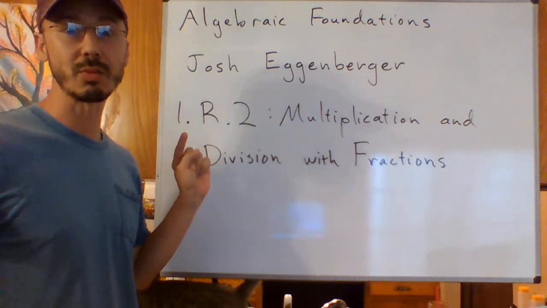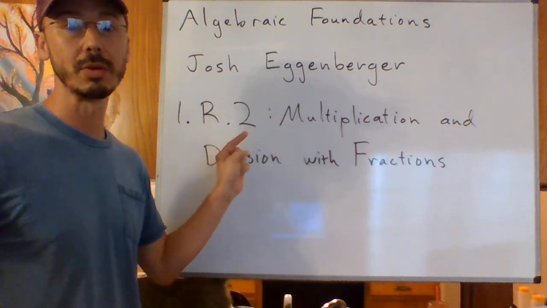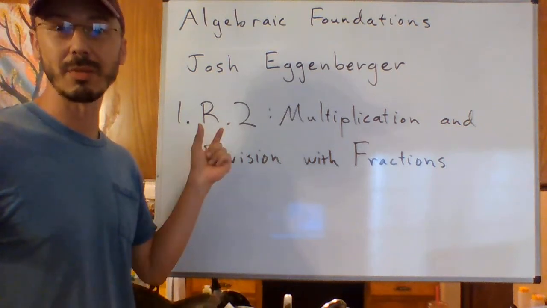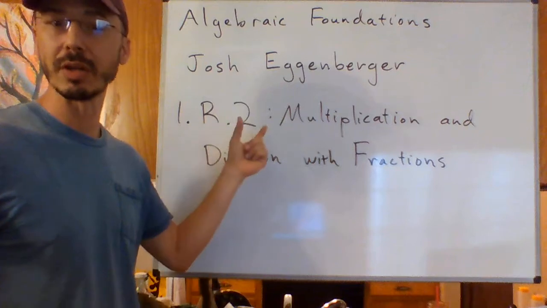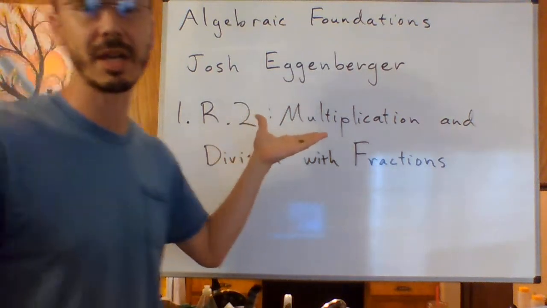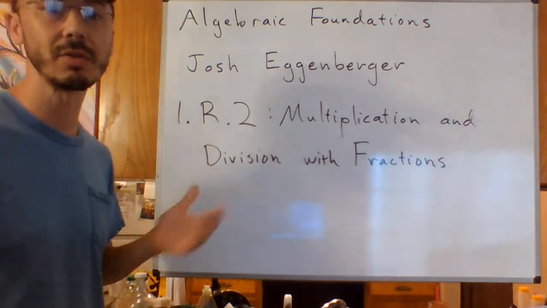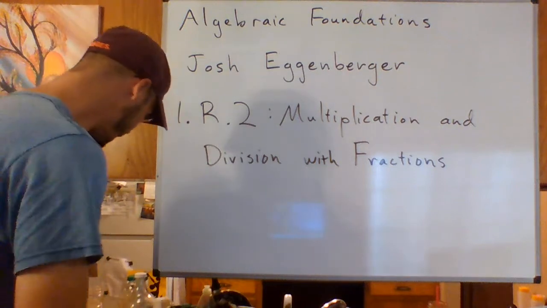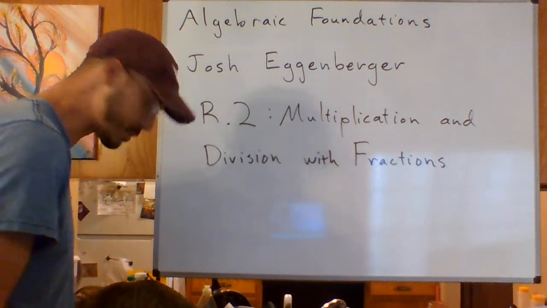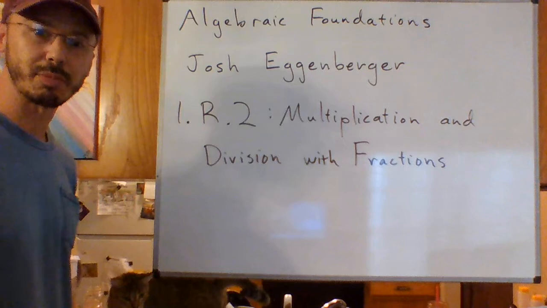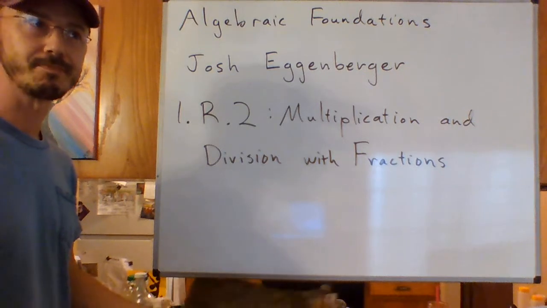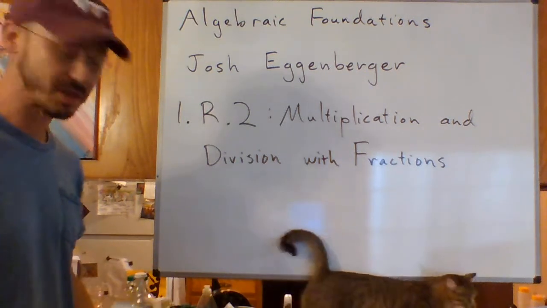We're going to be doing section 1.R.2. Chapter 1, I think R is for review, and then part 2 is where we're picking up in the text, multiplication and division with fractions. And I'm going to go through the problems from one of the practice pre-certified sections.